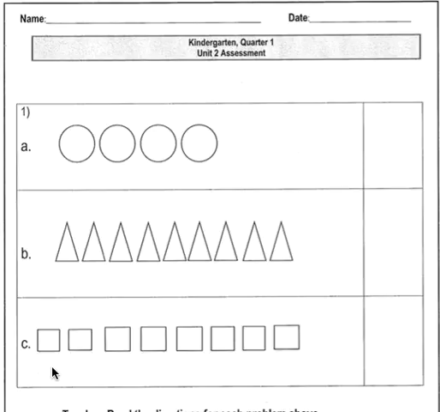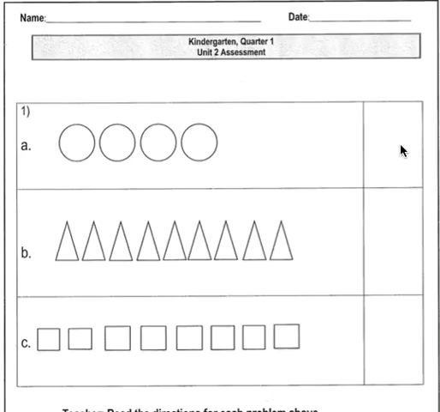Row C, count the shapes in the row. Draw one more shape next to this shape. Count all of the shapes and show that many in this box right here. When you're done, you should have counted, did some drawing next to each one of your shapes, and you should also have a number in each box to show how many you counted for row A, row B, and row C.